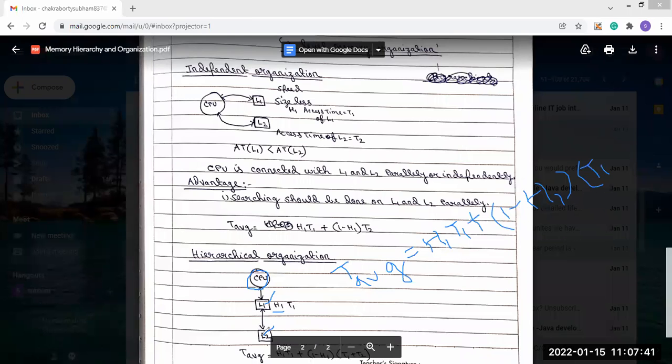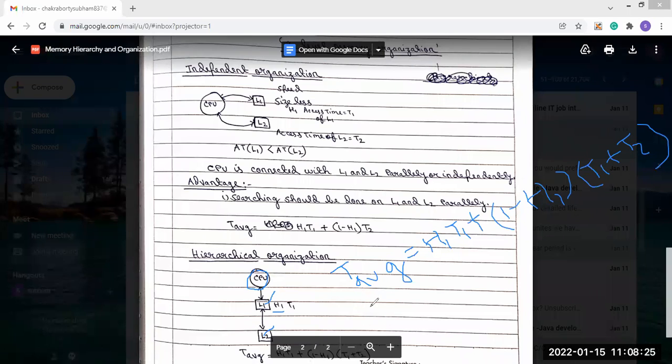Now the data is not found in the L1, the data is found in the L2. So what will be the access time of the L2? The access time of the L2 will be T2. So that's how the expression can be made. Is it clear to everyone how I have performed this expression? Yes, sir, it is clear.